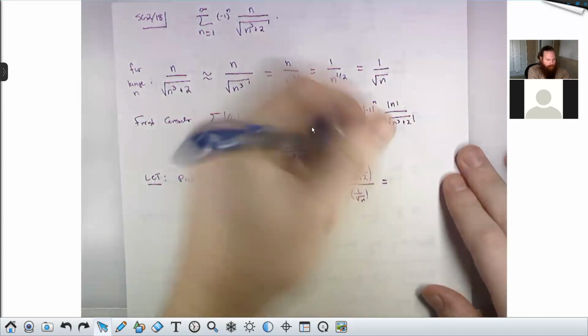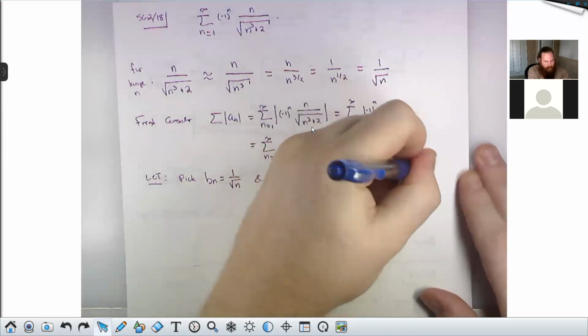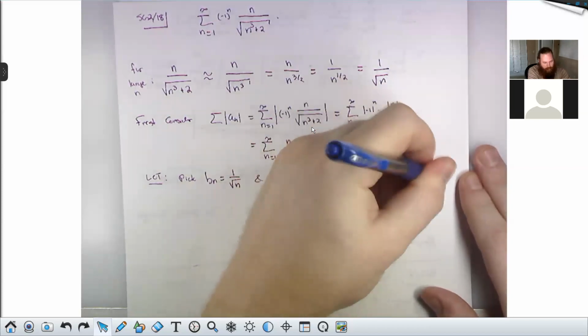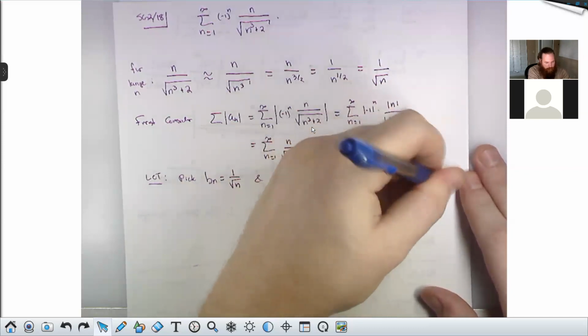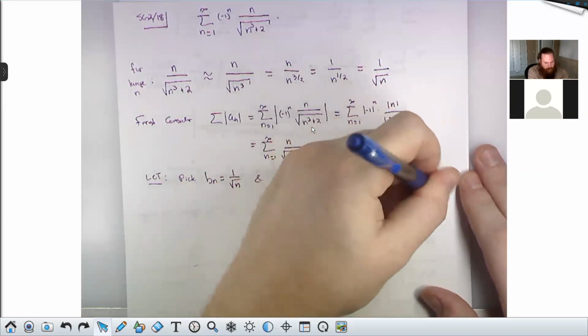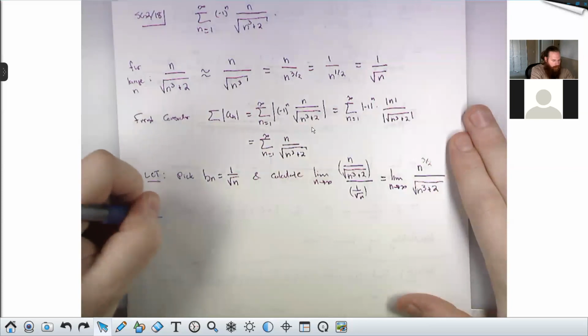So if I mash this together, flip and multiply, I get n to the 3 halves over the square root of n cubed plus 2. N to the 3 halves, that's the same thing as the square root of n cubed.